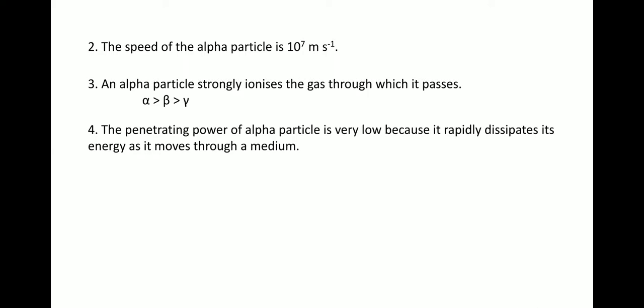Number 4, the penetrating power of alpha particle is very low because it rapidly dissipates its energy as it moves through a medium. So we can say that compared to gamma and beta, alpha rays have the least penetrating power.